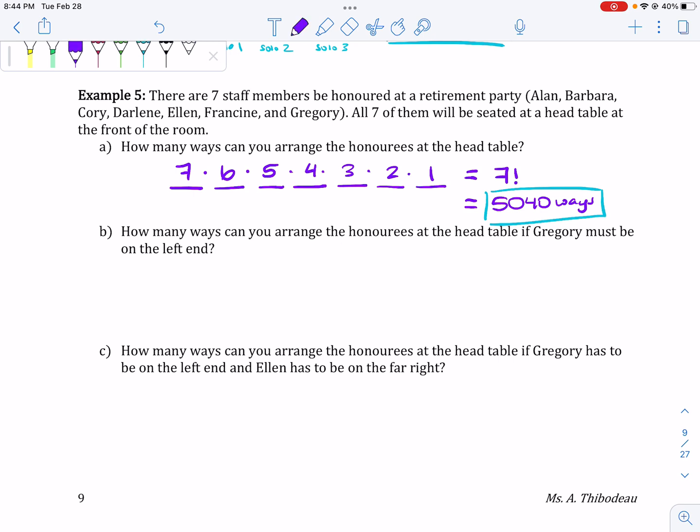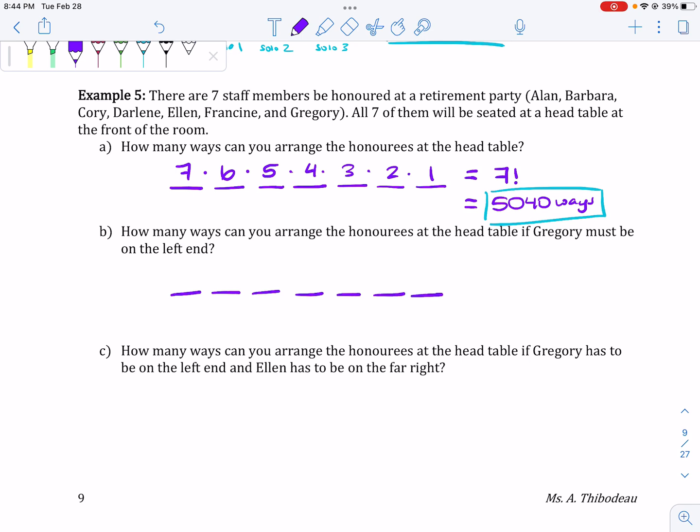Now, permutations are great, but sometimes we have conditions. So say, for example, I wanted to arrange these 7 people, but they're retirees and Gregory's got some preferences. Maybe he's losing his hearing in his left ear. So he goes, I need to sit at the very left end of the table so that everyone is on my right so I could hear everyone a little bit more clearly. So Gregory's got some requests.